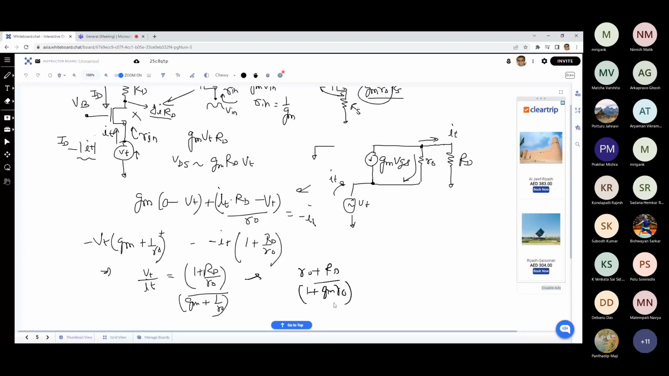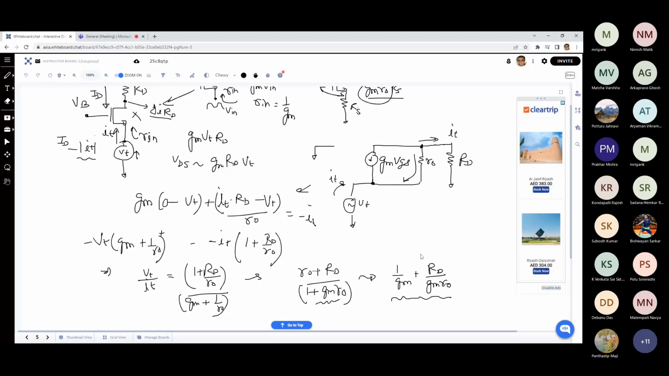Now, in this factor, generally we know that this gm RO is the intrinsic gain of the MOSFET, which is again a large quantity. I can ignore the 1, and this is going to lead to what? This is approximately equal to (RO plus RD) upon gm RO. So this will be just around 1 upon gm plus RD upon gm RO. So this is the net impedance we are getting.